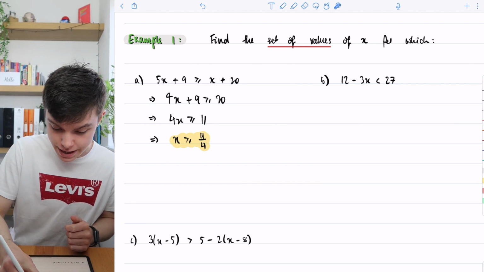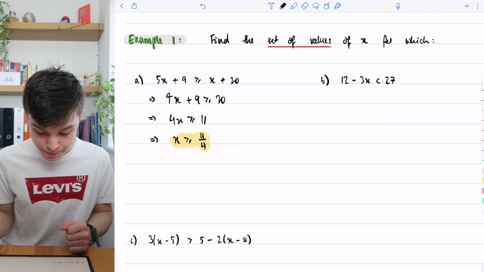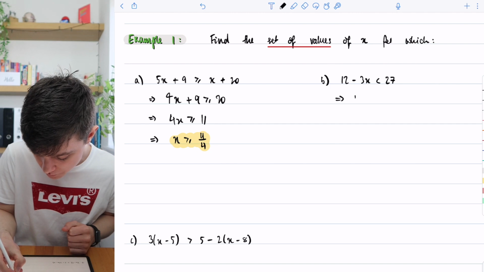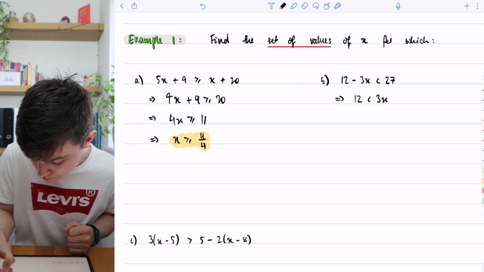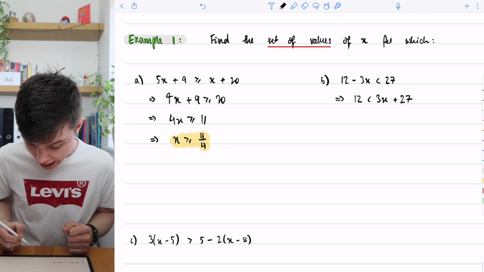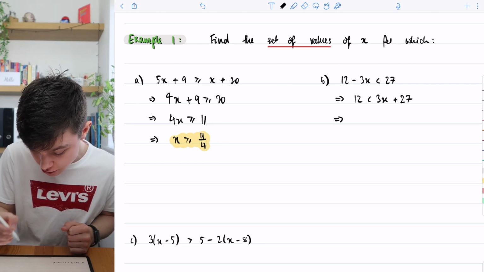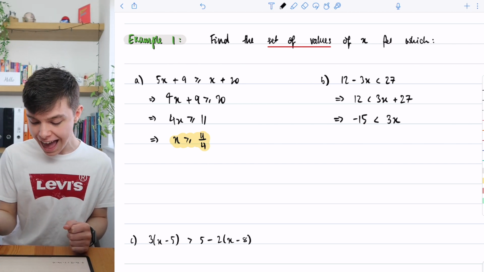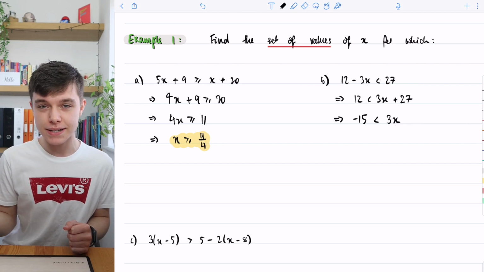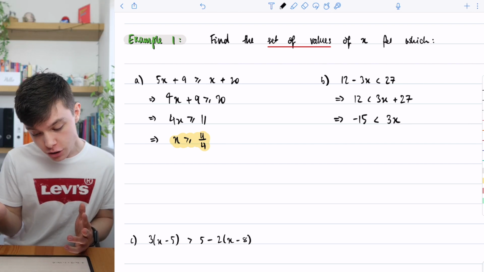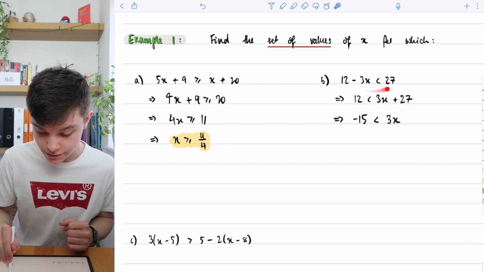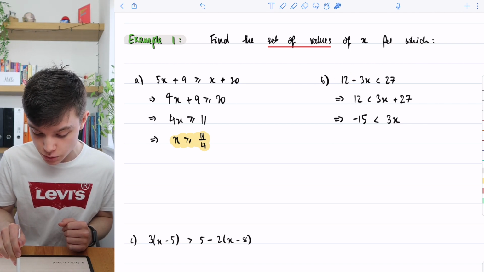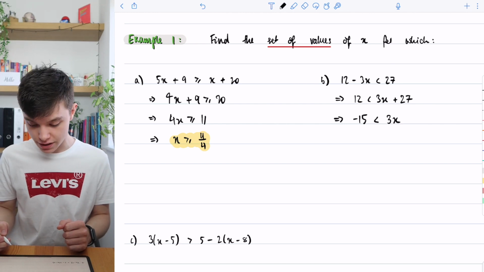Okay, right, part B. It's actually not as complicated as part A. I'm going to add 3x to both sides. So I'm going to get 12 is less than 3x plus 27. And then I'm going to minus 27 from both sides. Minus 15 is less than 3x. And then I've got my x on the right-hand side. I want my x on the left-hand side. What I could have done really is just minus 12 from both sides, and my 3x would have stayed there, but it doesn't really matter. I wanted to get rid of the negative.